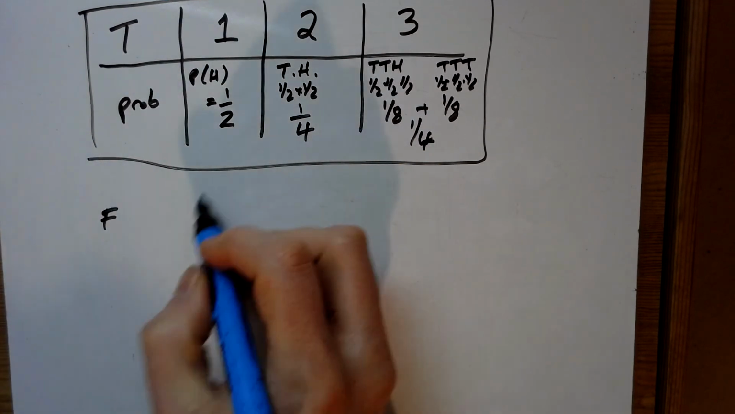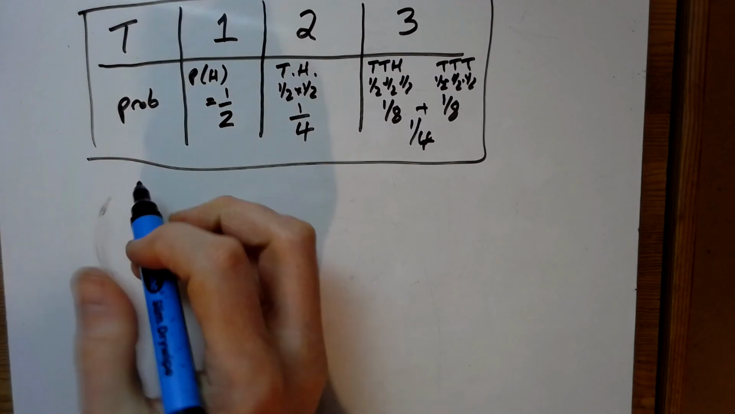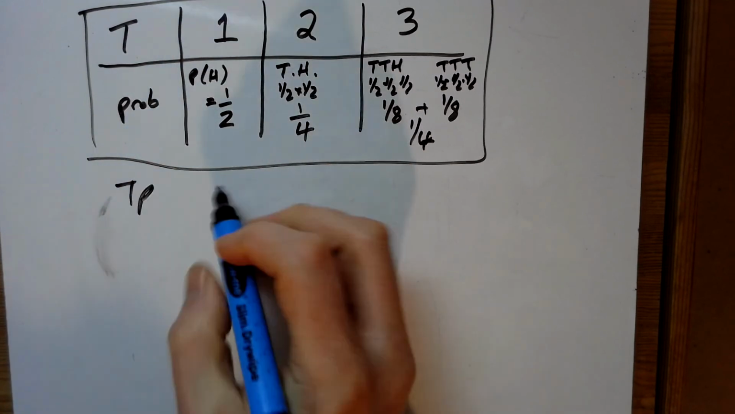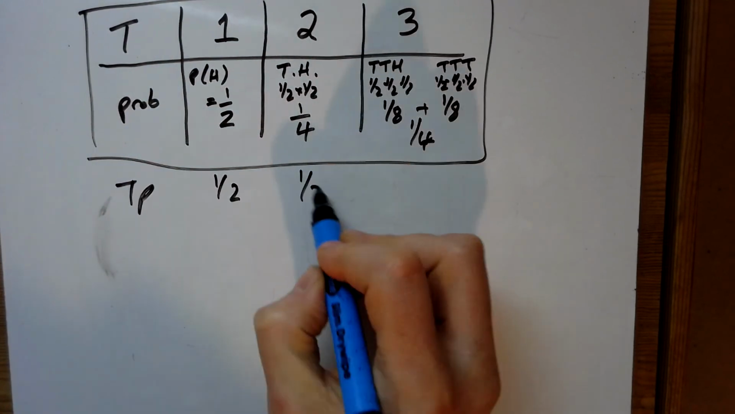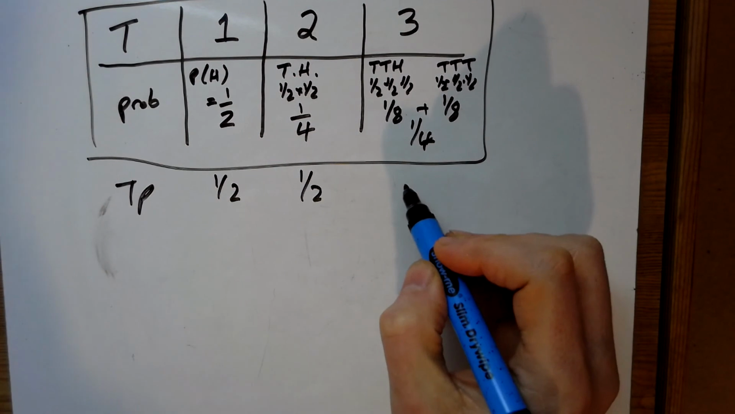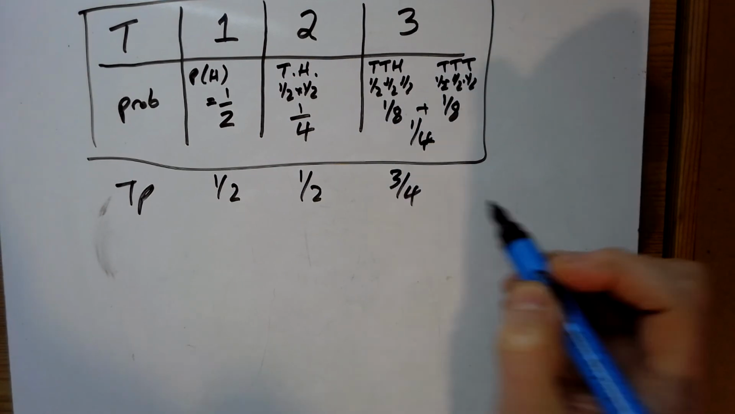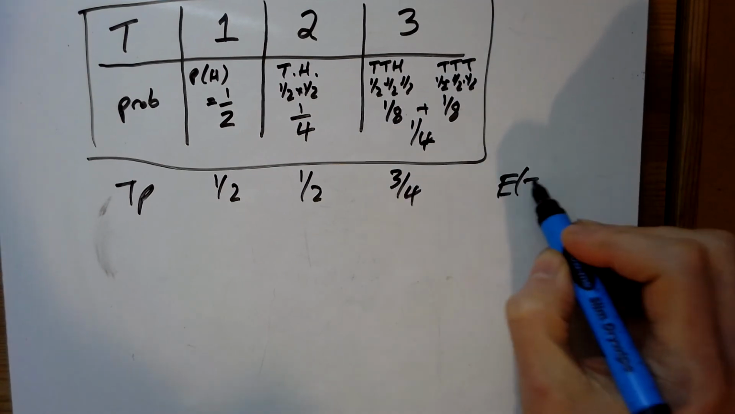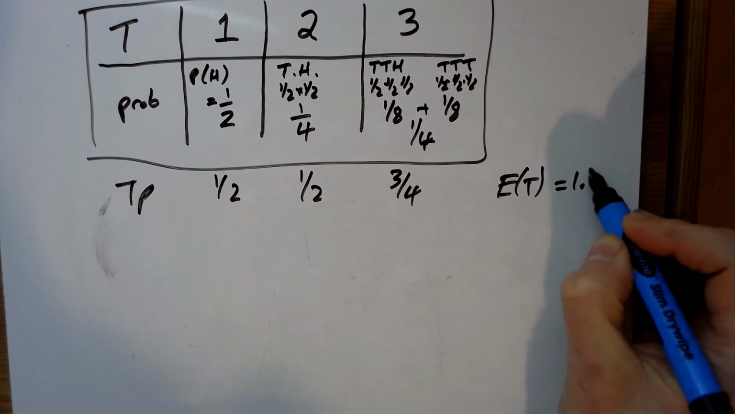Now should we do this properly? The tP row is a half, and what's that, 3/4. So the expected value of t is 1.75.